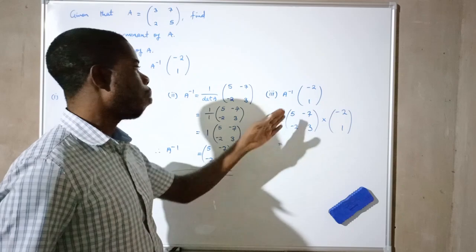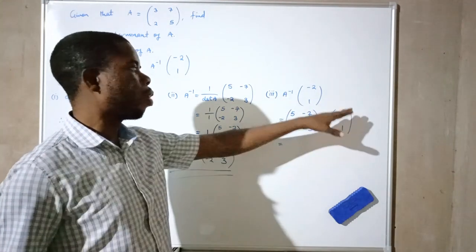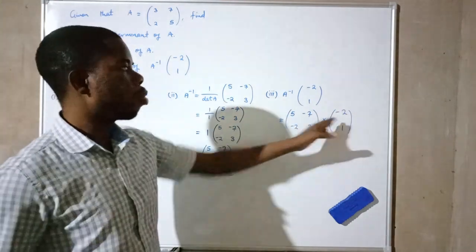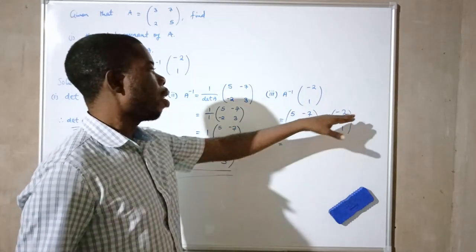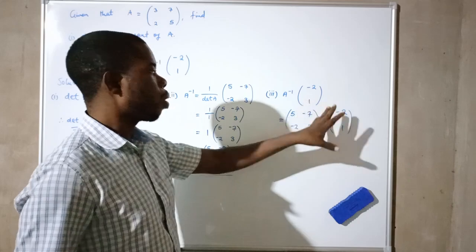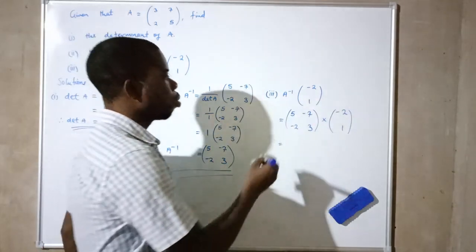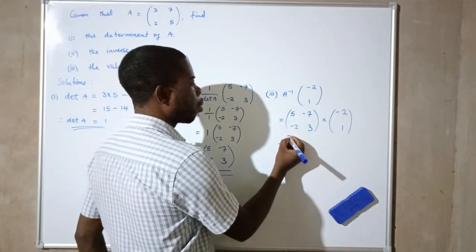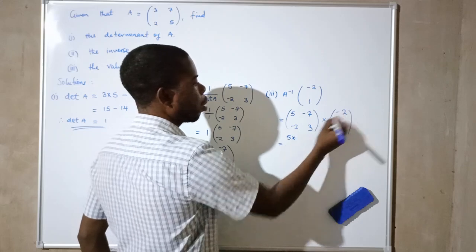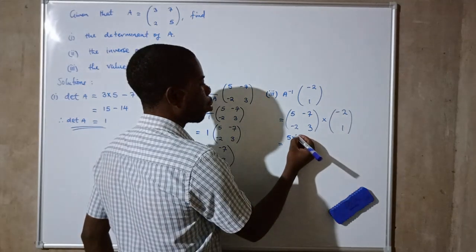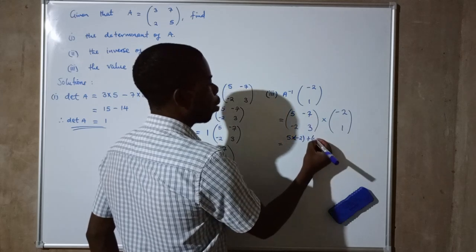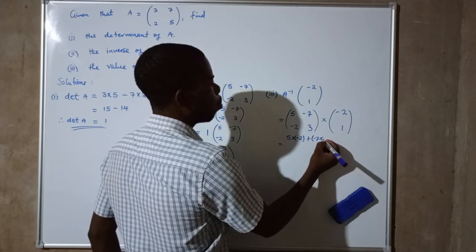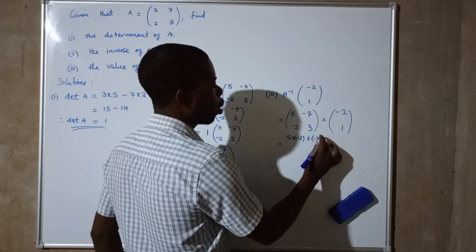Let's check if the number of columns here are equal to the number of rows. So this one, here we have how many columns? So 1, 2. Here how many rows? 1, 2. So these are equal, we can multiply. So we can say now 5 times the negative 2, then plus negative 7 times, okay, like that.